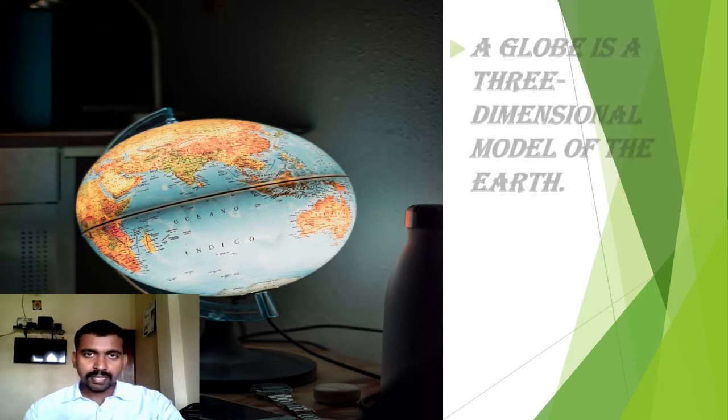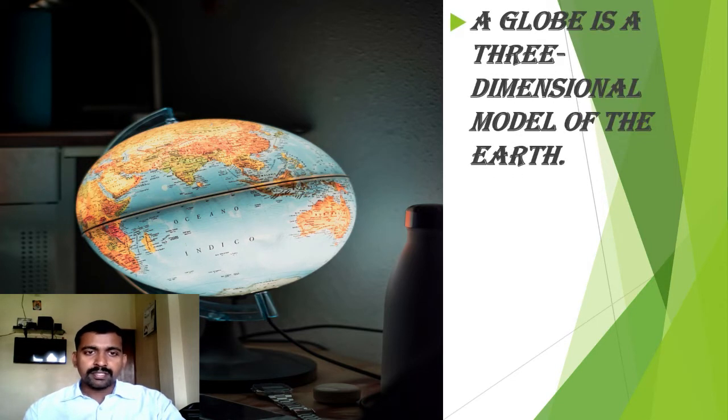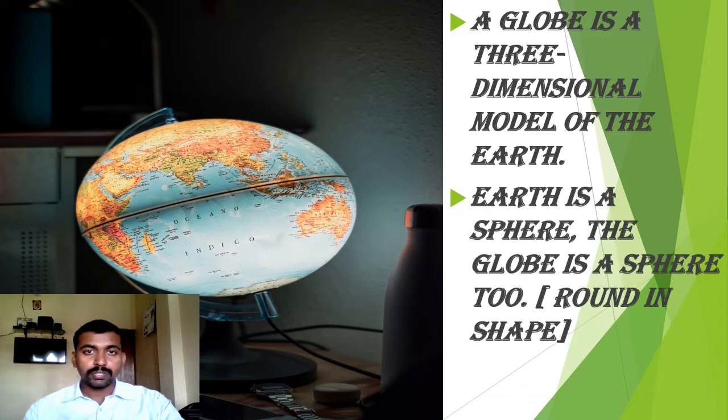In this globe you can see all the continents, different countries and the oceans, North Pole, South Pole, everything you can see on it. Because it is a three-dimensional picture of the earth. It is exactly how the earth looks like. The shape of the earth is round. The globe is also round in shape.